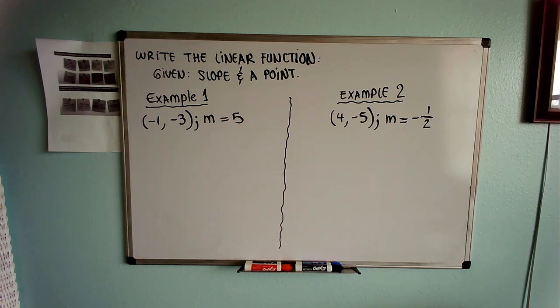How can you write linear functions when the graph is not given? If the graph is given, you can look at the graph and identify the slope and the y-intercept, the point where the line crosses the y-axis. But what about if the graph is not given? For example, in number 1, we have a point and the slope. How can we write the slope-intercept form of a line if the point and the slope are given?